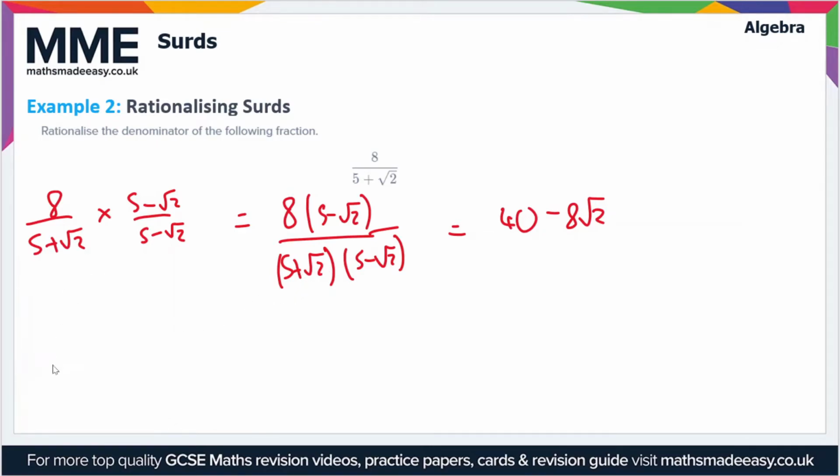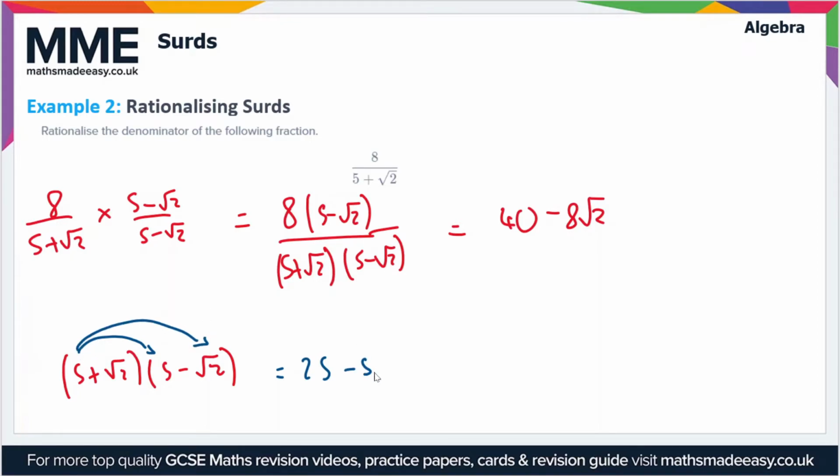Now let's deal with the denominator here. I'm just going to rewrite the denominator: we've got 5 plus root 2 times 5 minus root 2. Now we're going to use the FOIL method for expanding double brackets. We've got 5 times 5, so that's the first, which gives us 25. And then we've got the outside, that's 5 times minus root 2, which is minus 5 root 2. Then we have the inner expression, which is root 2 times 5, so that's plus 5 root 2.